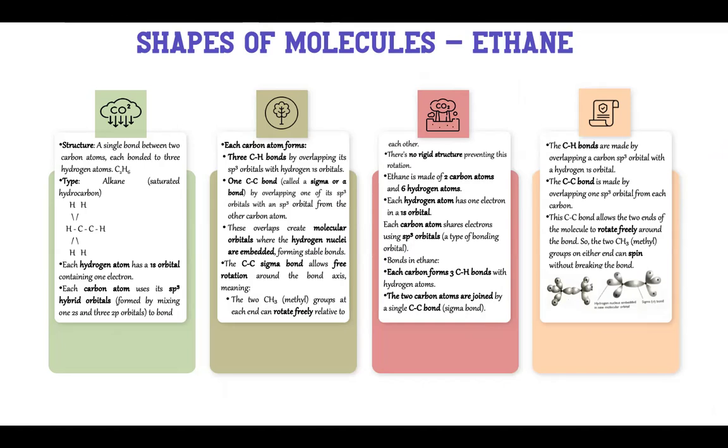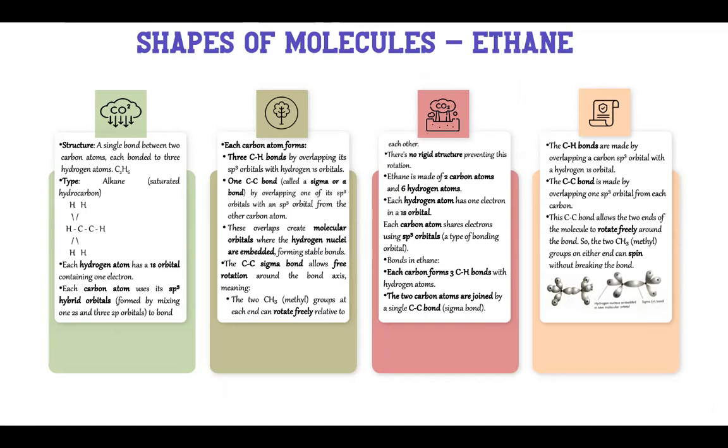There is no rigid structure preventing this rotation, and ethane is made of 2 carbon atoms and 6 hydrogen atoms, and each hydrogen atom has 1 electron in the 1s orbital, and each carbon atom shares electrons using sp3 orbitals, a type of bonding orbital. And the bonding in ethane can be seen in 5 types.